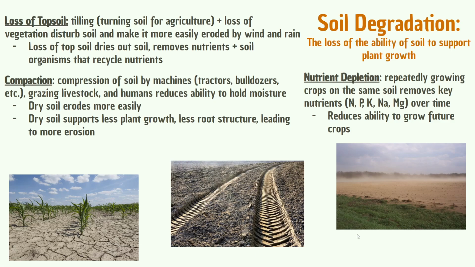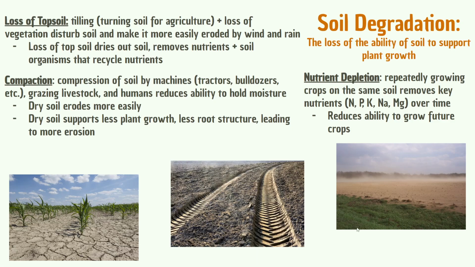Soil degradation is the loss of the ability of soil to support plant growth. This is a really harmful thing that happens to land in three different ways. First, the loss of topsoil is often caused by tilling or the turning of the soil for agricultural use. This makes it a little bit easier to plant your seeds, but it's going to disturb the soil and allow it to be eroded by wind and rain easier.